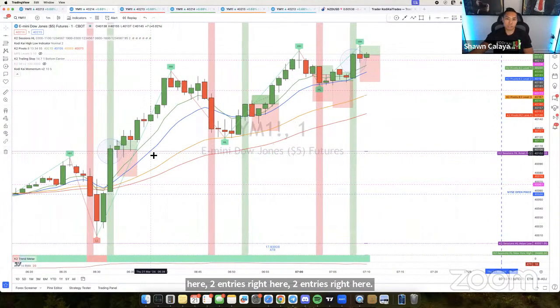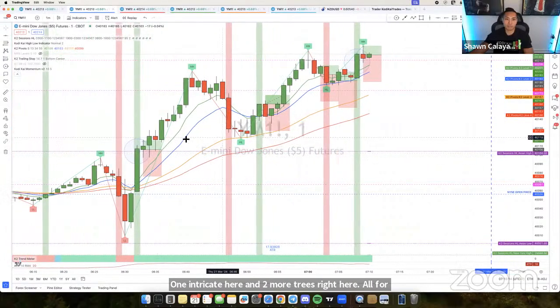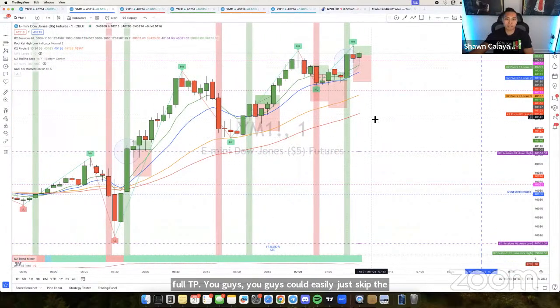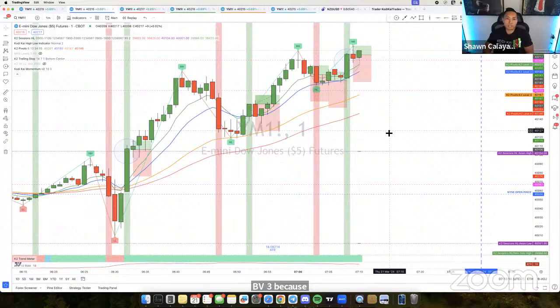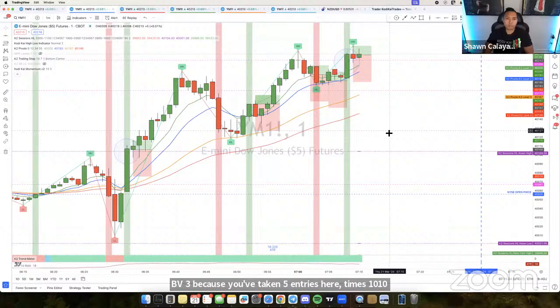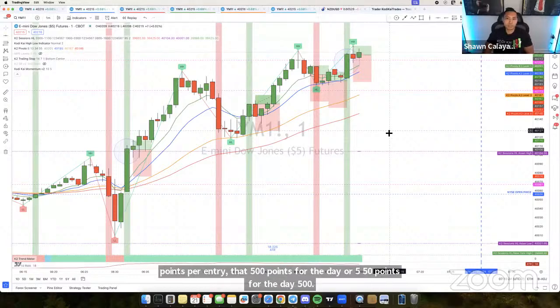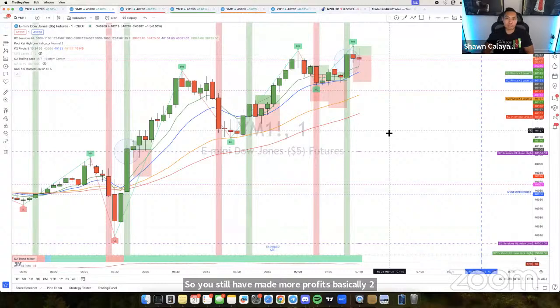You guys could have easily just skipped the BB3 and taken 5 entries here times 10 points per entry. That would have been 500 points for the day, or 550 points for the day. So you'd still have made more profits, basically two BB3s there, taking the smaller scalps.